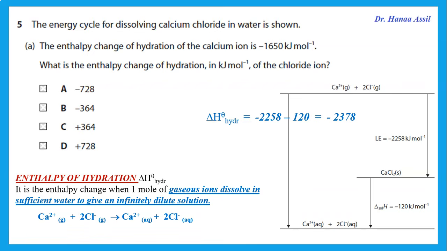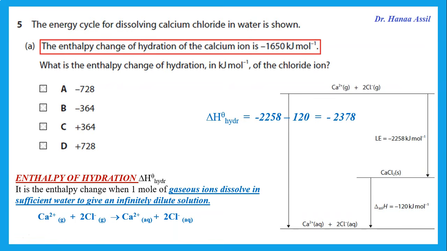Now he wants the delta H of the chloride ions. Remember that he's given me the calcium, so I need to subtract this calcium from the delta H of hydration. But remember that this is for 2 chloride ions. The value that I have is for 2 chloride ions. I want it for 1 chloride, so I have to divide by 2. So this is the delta H of hydration of 1 chloride ion.